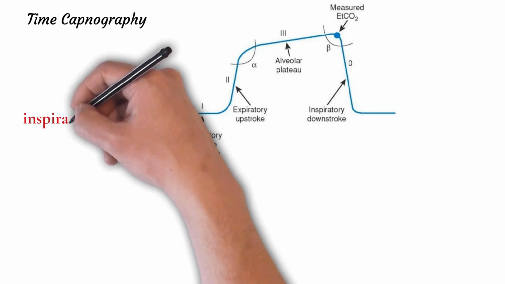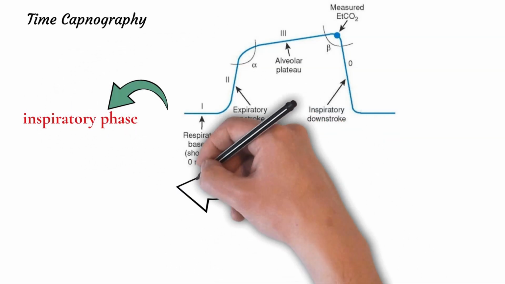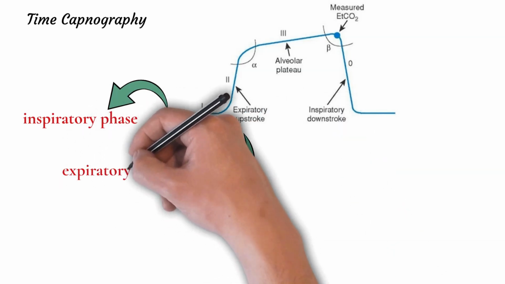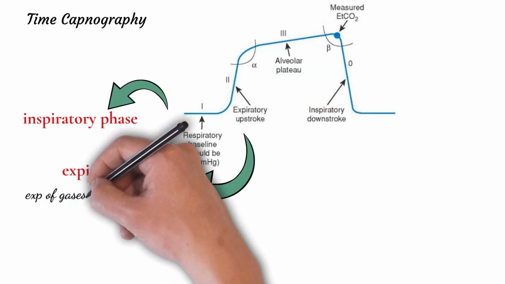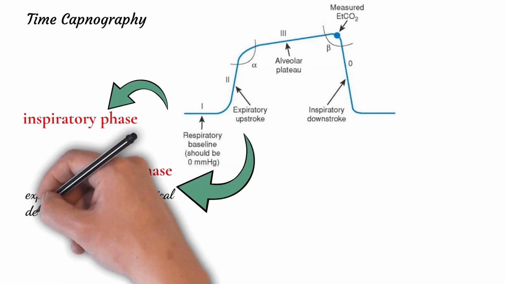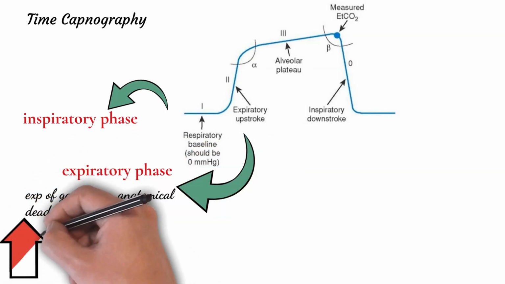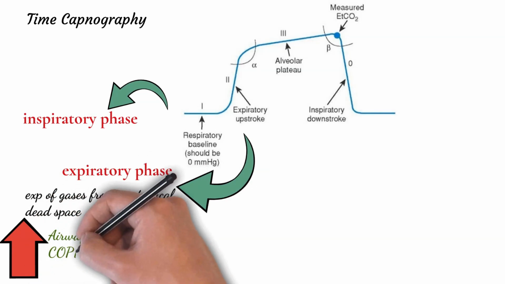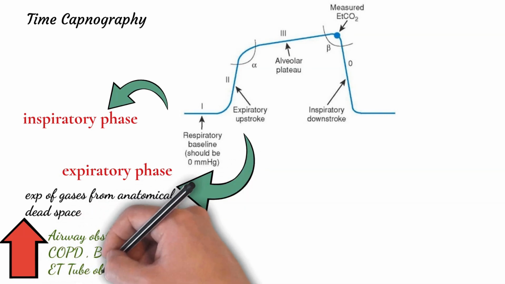In this, we have phase 1, phase 2, phase 3, and phase 0. Phase 1 is the inspiratory phase, while phase 2 is the expiratory phase. What happens in the expiratory phase is there is expiration of gases from the anatomical dead space. Phase 2 shows an increase in airway obstruction in patients with COPD, bronchospasm, and in cases of ET tube obstruction.